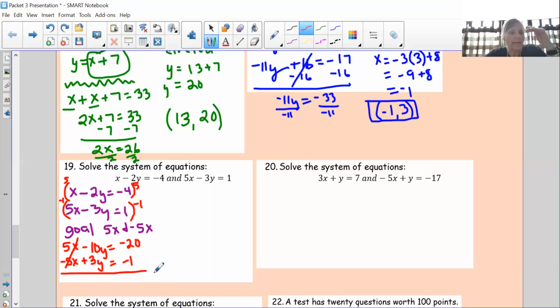Now the rest of it I add down. I have negative 10y plus 3y. They're opposite signs, so I'm going to subtract and take the sign of the larger. Oops, yes, there we go. These are the same signs, so I'm going to add them and take the sign of the larger. Divide by negative 7. And y equals 3.